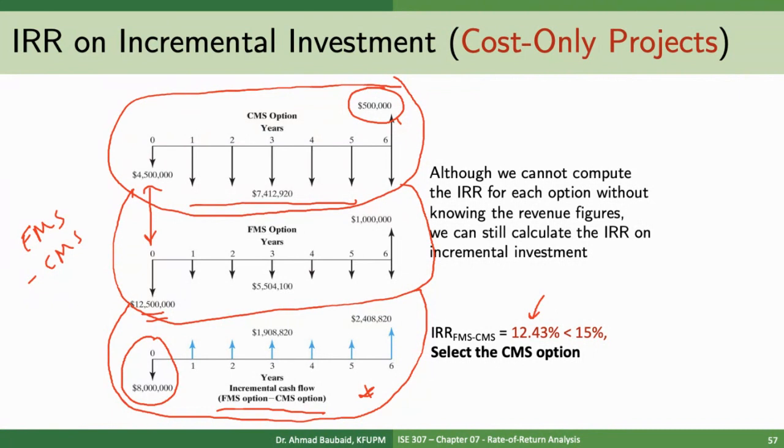It's not in the slides, but you can verify that. I notice that it is less than my MARR. Therefore, because I did FMS minus CMS, and it's less than the MARR, I'm going to choose the second option in this case, which is the CMS option.